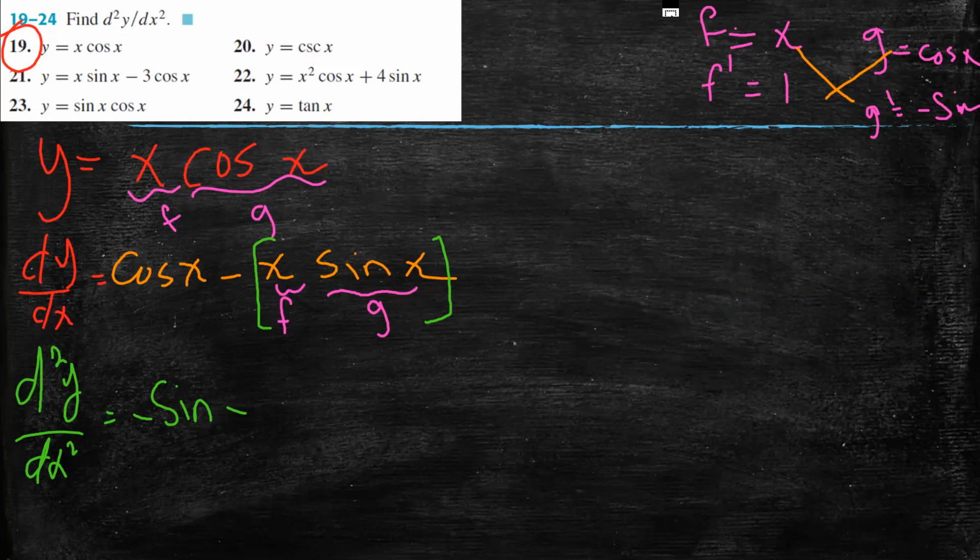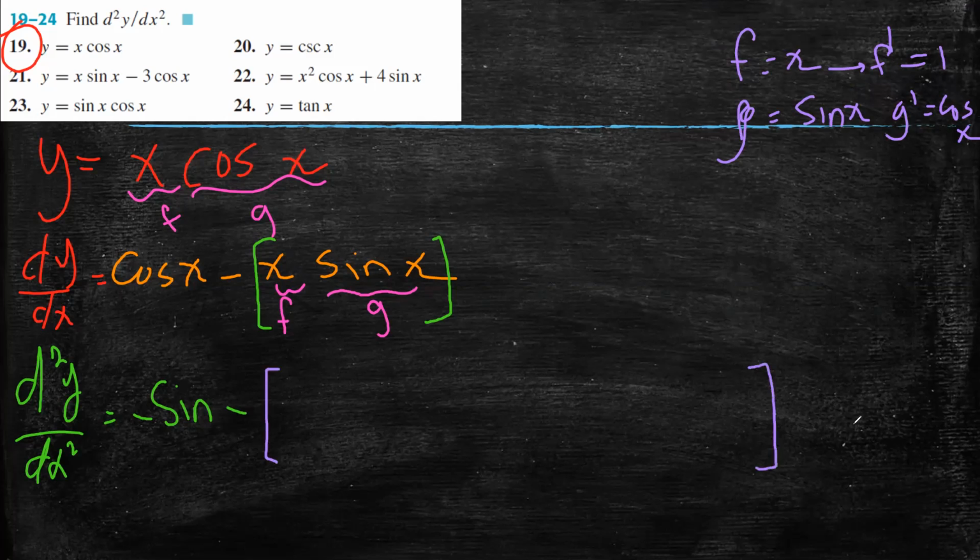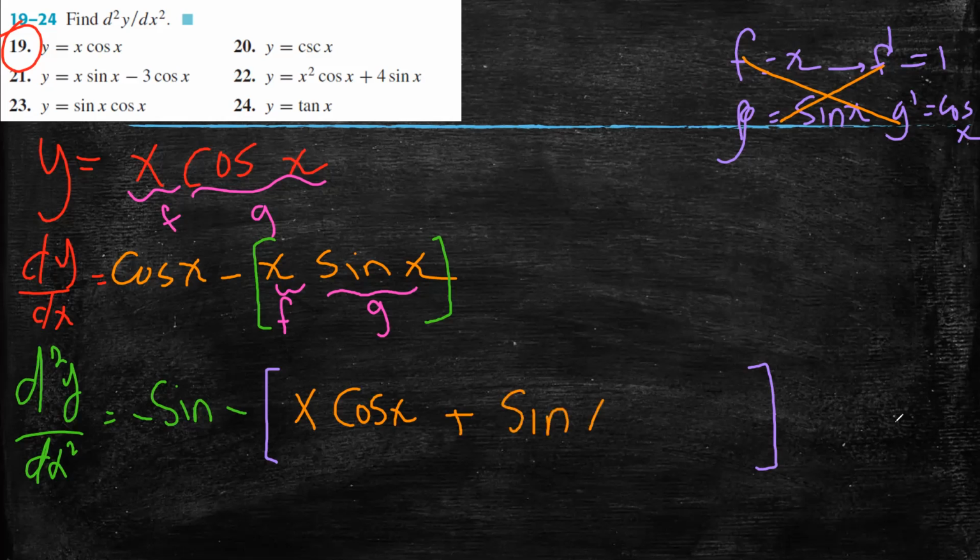Now let's clear what we wrote here. Because of that, f will be x, and so f prime will be 1. G is sine x, and g prime is cosine. Then let's open the big brackets here. F g prime, so x cosine x, plus f prime g, so sine x times 1 is sine x.